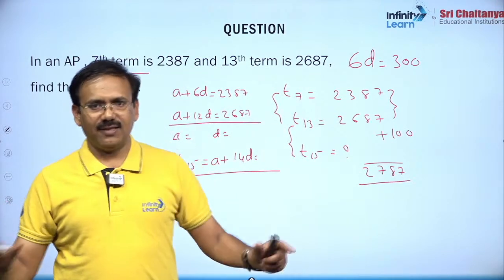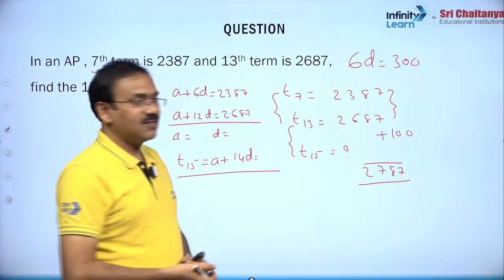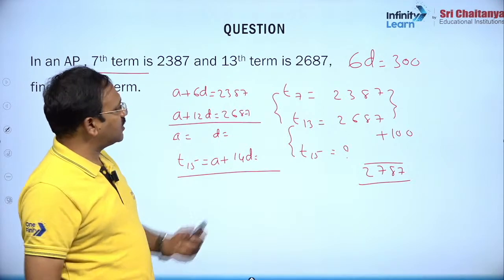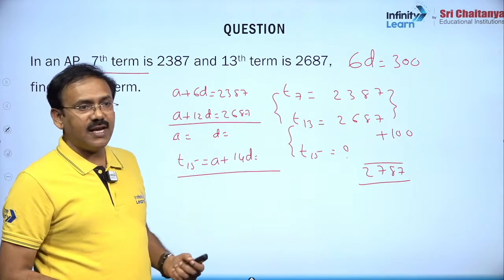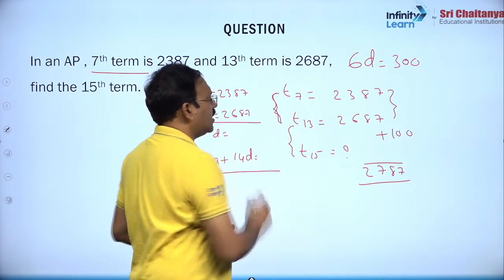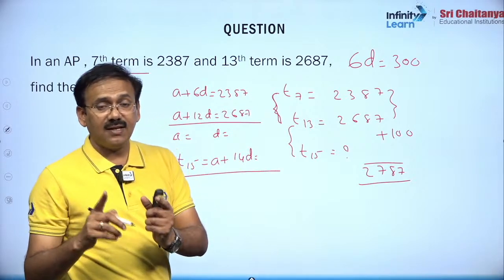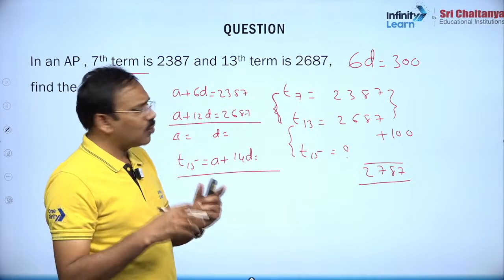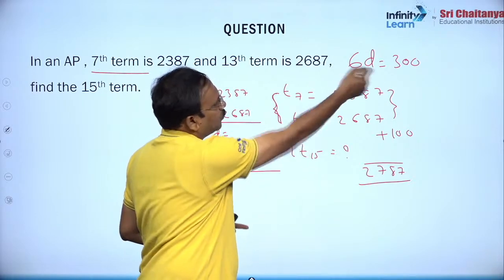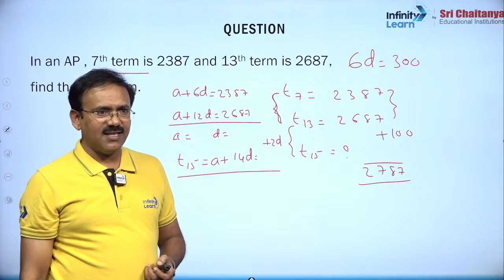No calculation, nothing. Right, my dear friends? Am I correct? The first term is 2387, then 2687, just observe, my dear friends. Here 6 Ds are added, so 300 is added. That means 6D is 300. You no need to find D even. You just want to add 2D. 2D is 100. Add 100. You got the answer. Right, dear students?